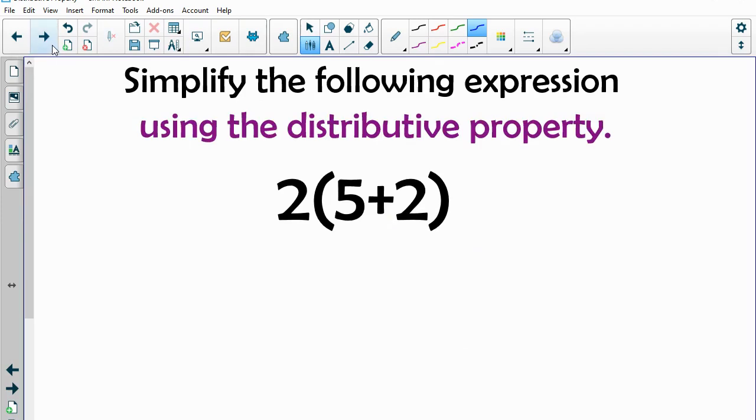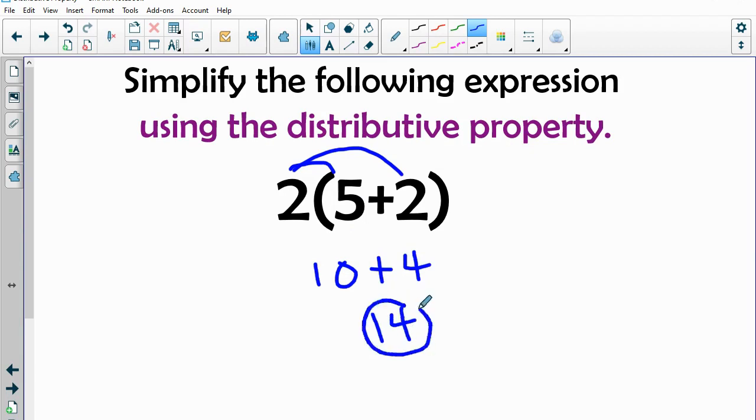But if I said simplify using the distributive property, what you would do in that case is multiply 2 by each number first. So 2 times 5 is 10, and 2 times 4 is 4, and 10 plus 4 is 14. So that's a second way that you could do it.